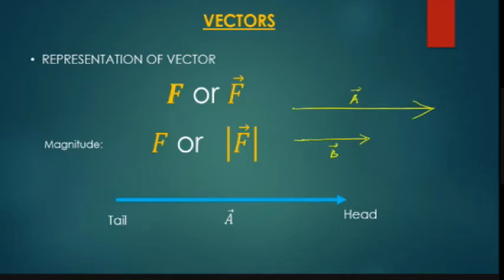Okay, Pavan, tell me how many parts are there for a vector? Two parts: tail and head. That is for graphical representation. A vector contains two pieces of information. What are they? One is its magnitude, another one is direction.